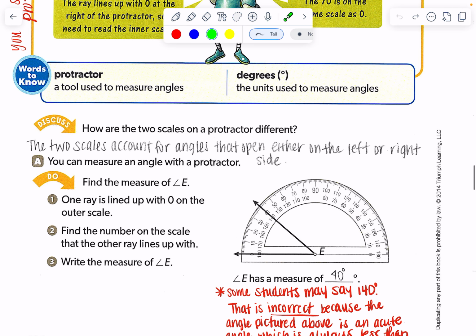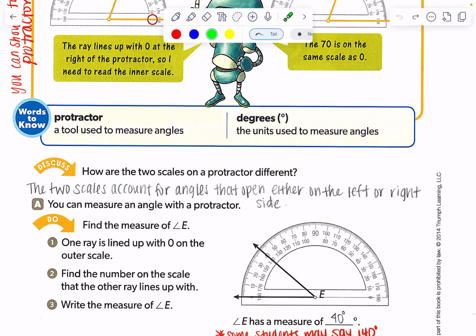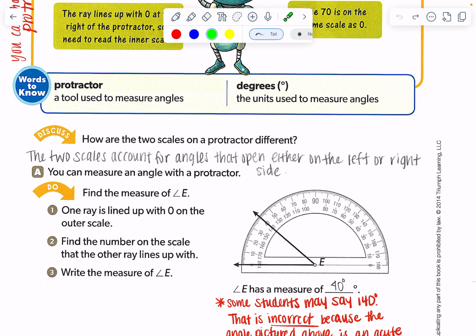So then you can have them write or discuss for about a minute, how are the 2 scales on a protractor different? Because they are always going to see those 2 different scales, and how they can identify which one to use.